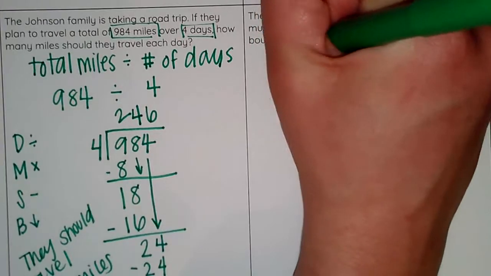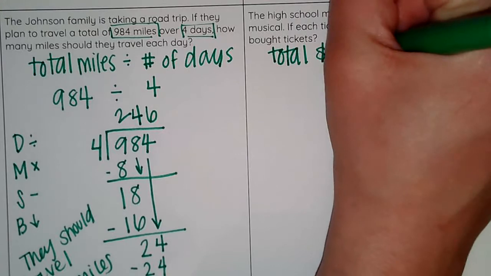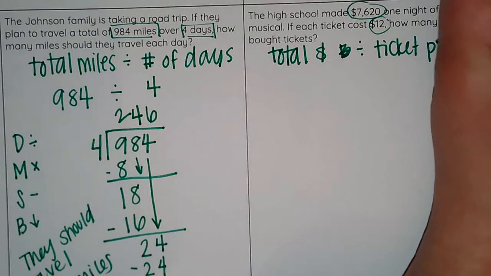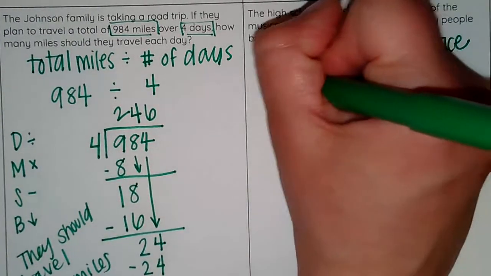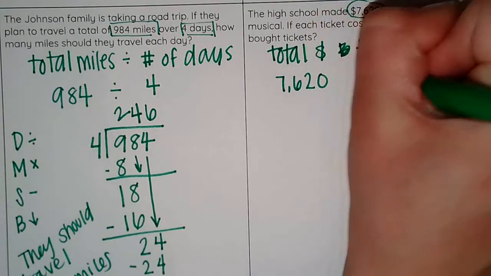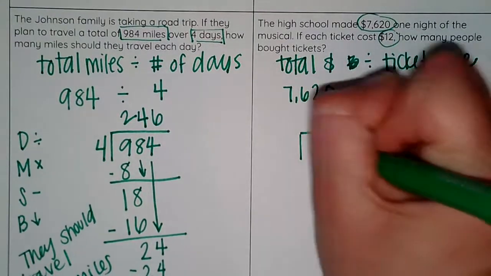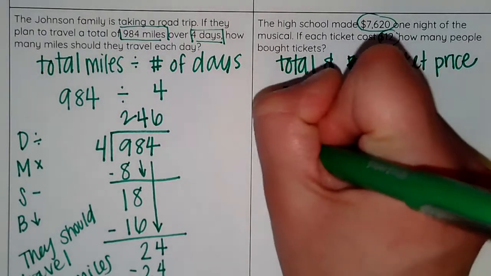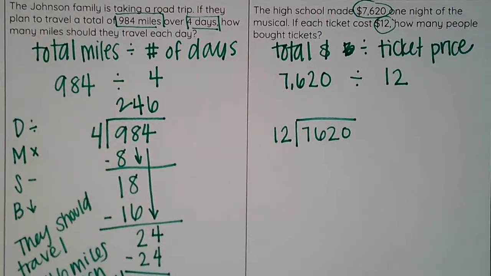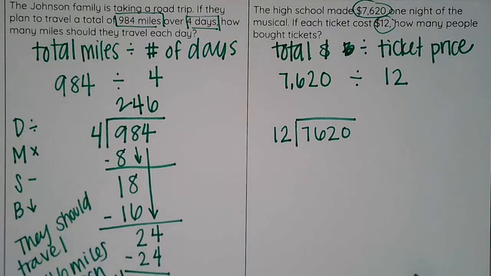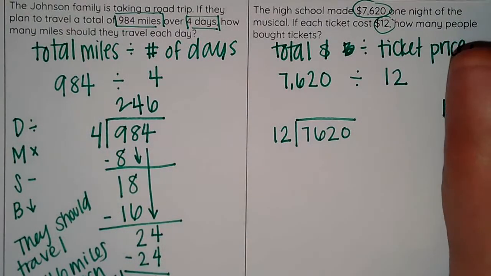So I divide total money by ticket price. If I were to write that out as a problem here, I've got 7,620 divided by 12. All right, so now we plug that into our division house, 7,620 divided by 12. Now, as we get up to those double digits, if we need to, we can write out the multiples of 12 down the side of our paper to help us more quickly get through all the steps. So I'm going to do that now.